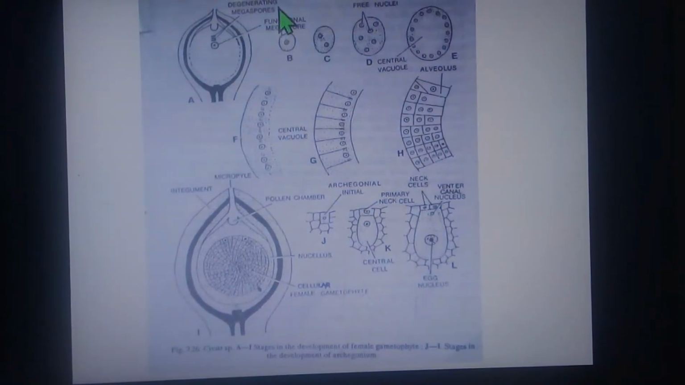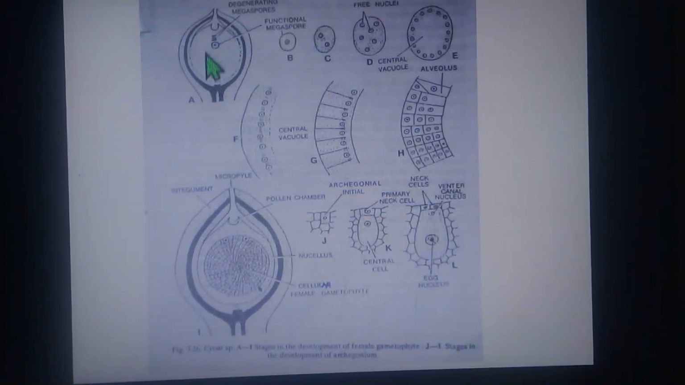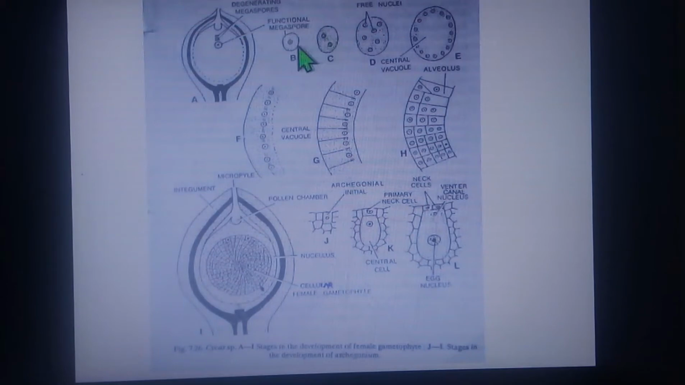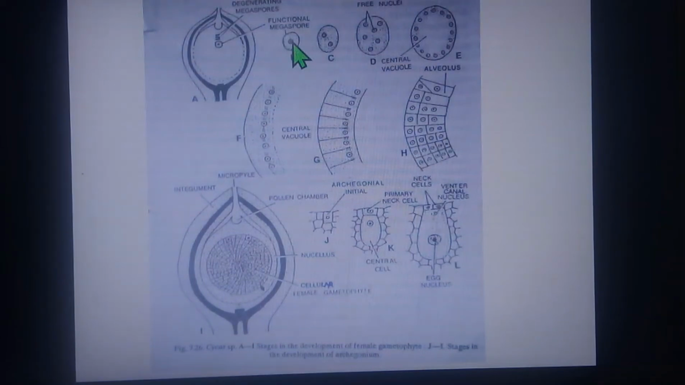So here let us take a look at how this functional megaspore will develop inside the nucellus. Now the female gametophyte, we call it monosporic. Why? Because out of the 4 megaspores, only one becomes functional. So the female gametophyte is monosporic. Okay. Now the development of the female gametophyte takes place entirely within the megasporangium or the ovule.